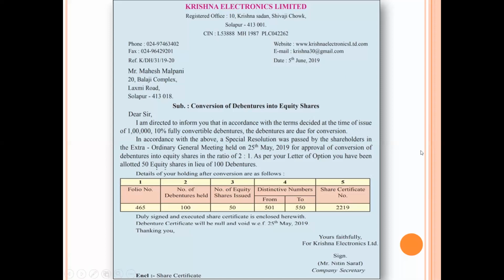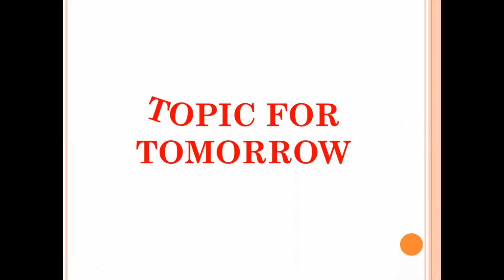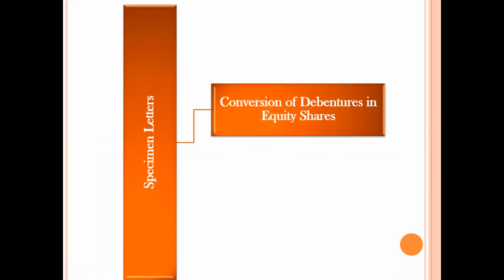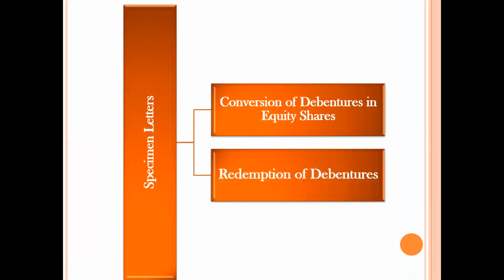So with this, the third letter gets completed over here, class. Tomorrow we'll be focusing on the fourth and the last letter of this particular chapter. That is, today we saw conversion of debentures into equity shares. Tomorrow we'll be focusing on redemption of debentures, and with that our lesson number 7 will be completed.